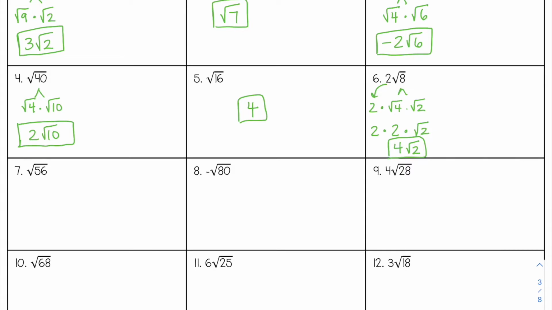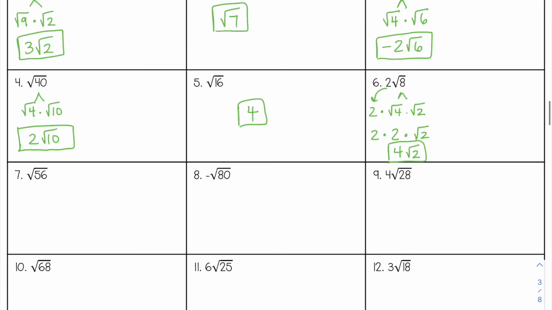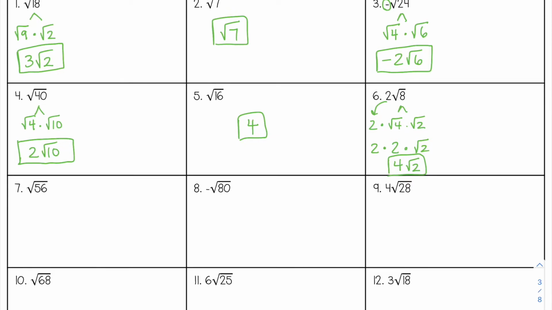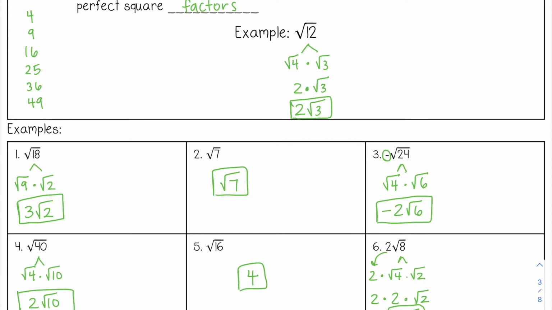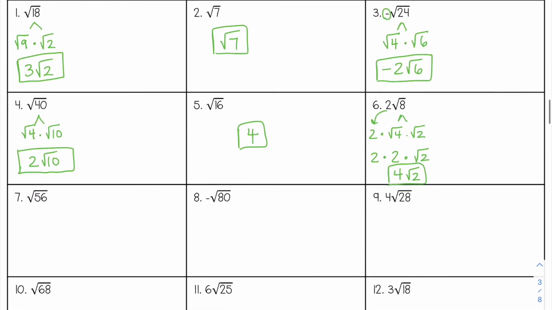All right, let's see how we did. So the next one is 56, so I want to see which perfect square can divide evenly into 56. And if you're not sure if it's a larger number, just take your calculator and start dividing. 56 divided by 4, 56 divided by 9, 56 divided by 16, until you get one that divides evenly. And 4 is the only number that's going to divide evenly into 56. So the square root of 4 times the square root of 14, because 4 times 14 is 56. So that's going to give me 2 root 14.